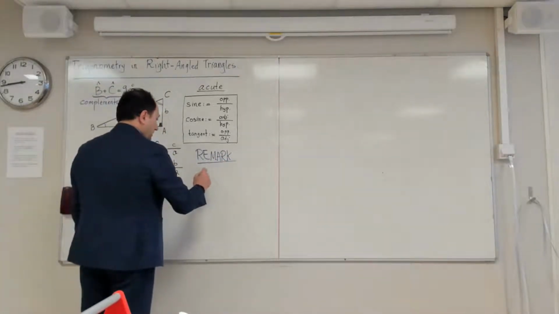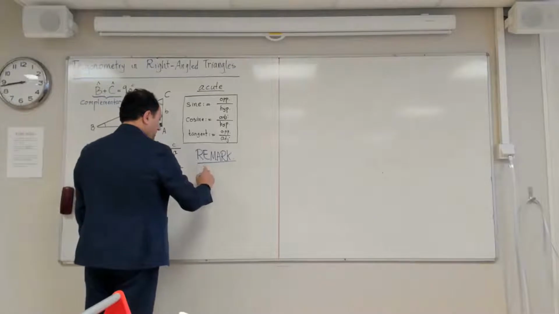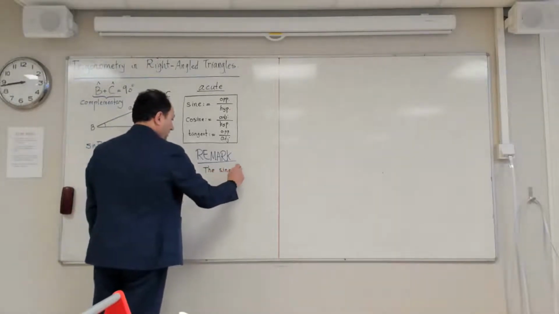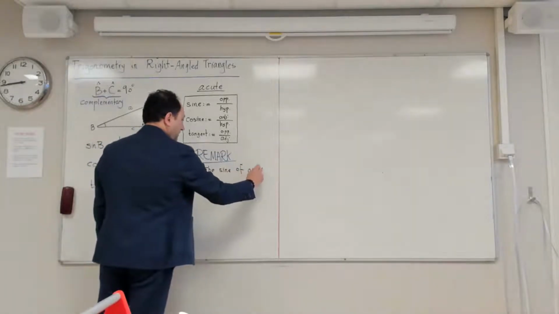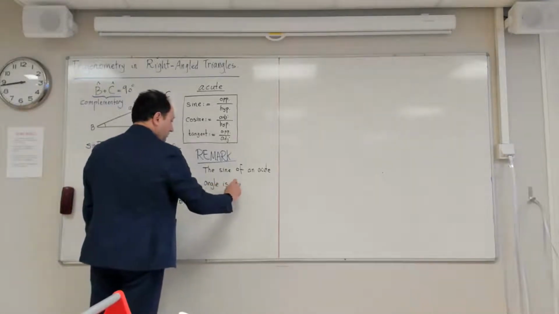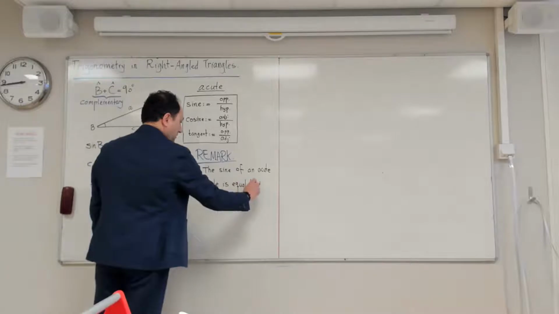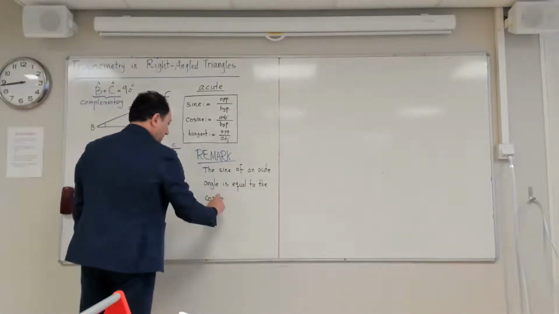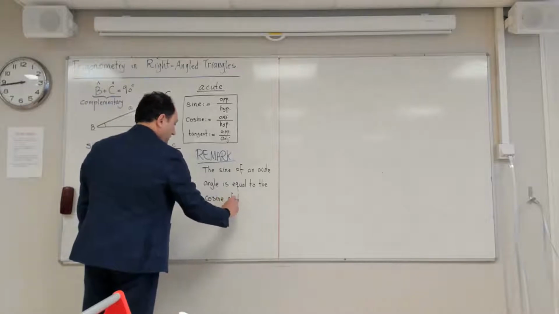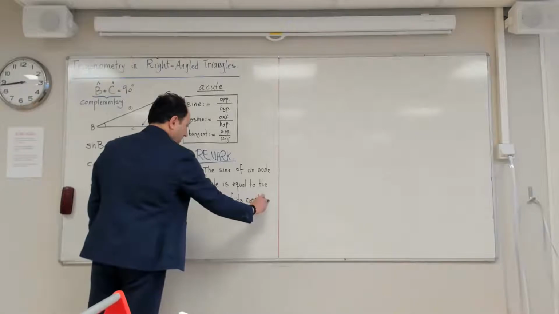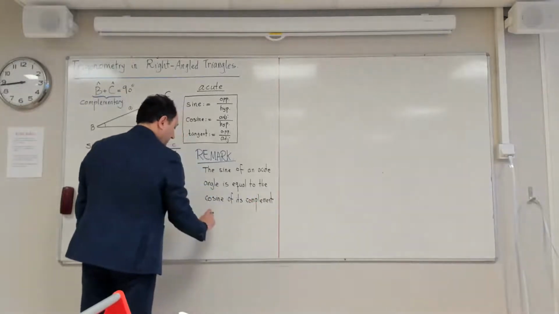So the sine of an acute angle is equal to cosine of its complement, and vice versa.